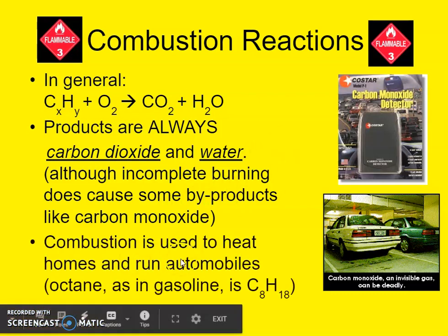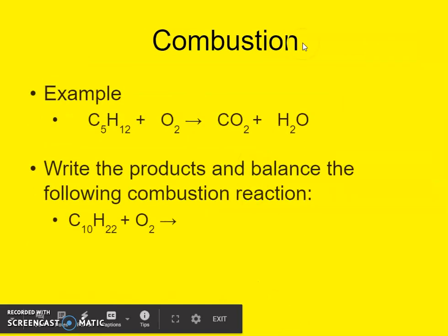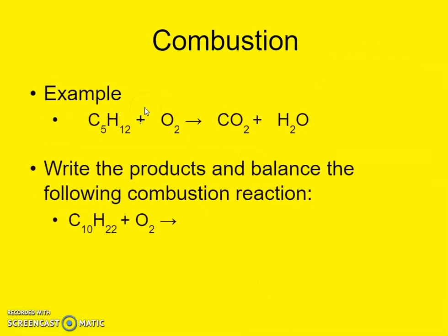All right, so combustion is used to heat homes. It's what makes our cars go, right? We're combusting the gas or the octane. So remember, oct is 8, so octane is actually C8H18. All right, so here are some examples. Let's look at how this works. So the first one, we have C5H12 plus oxygen yields CO2 plus H2O. So we can immediately identify that as combustion because we have a hydrocarbon plus oxygen yields CO2 plus water.